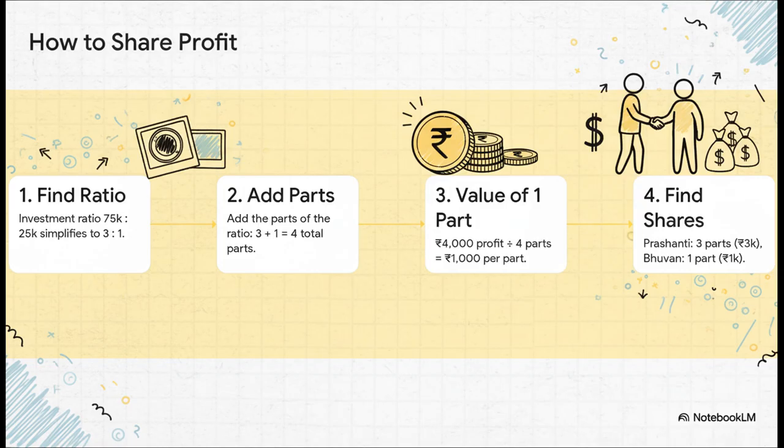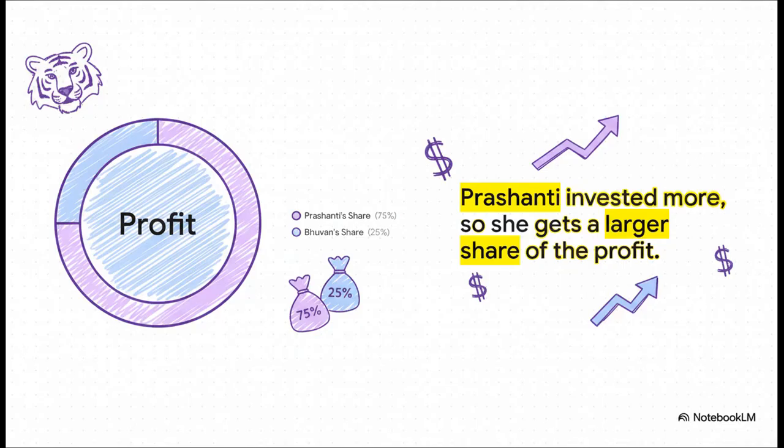Fair and simple. And looking at it on a chart makes it so clear. Prashanti put in more of the money, so she gets the bigger share of the profit. Bhuvan put in less, so he gets the smaller share. It's totally fair because it's proportional to their investment.